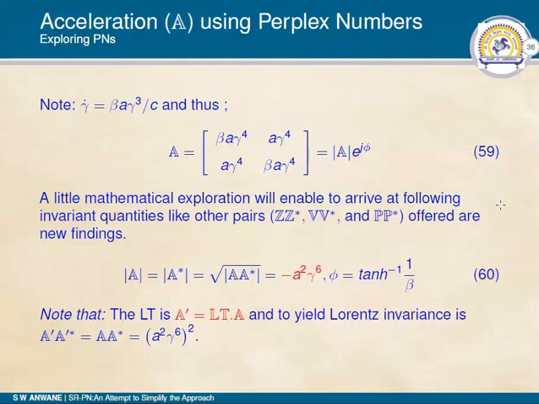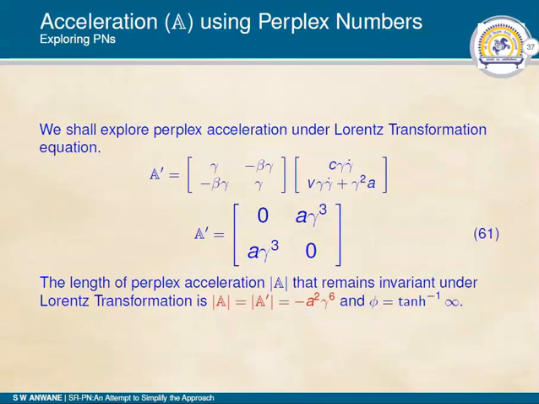Moreover, I want to mention that if you operate Lorentz transformation on A, you can obtain A dash, and A dash star is essentially equal to A star, which is equal to A square gamma to the power 6 whole square, which is Lorentz invariant. We can now explore the perplex acceleration under Lorentz transformation and rewrite that in a compact form as A dash, which is the ordered pair of 0 and a gamma to the power 3.